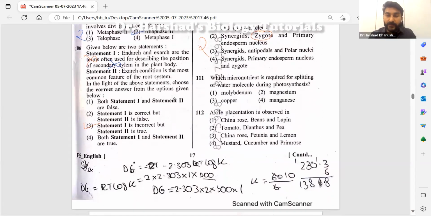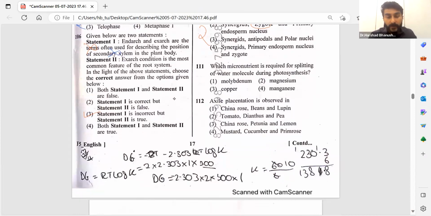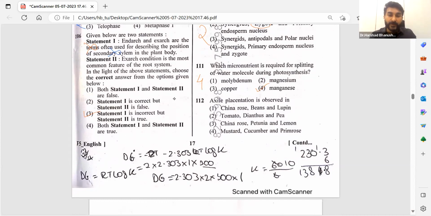Which micronutrient is required for splitting of water? Photolysis is done by manganoproteins, which include manganese, chlorides, and proteins. So manganese is given in this option, which we mark here.